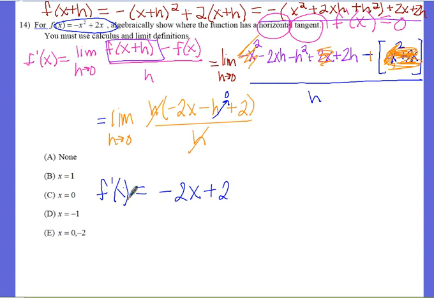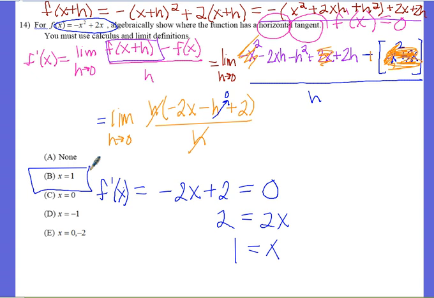But remember, that's not the whole problem. We want to find if there's a horizontal tangent. Set that equal to 0. You get positive 2x is equal to 2. Therefore, x equals 1. There is your horizontal tangent.